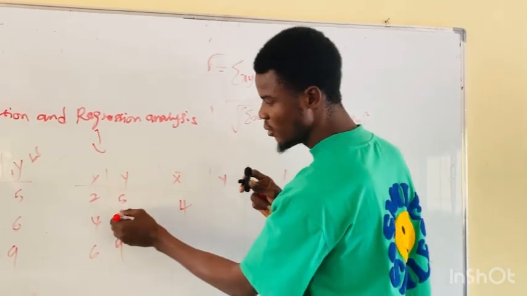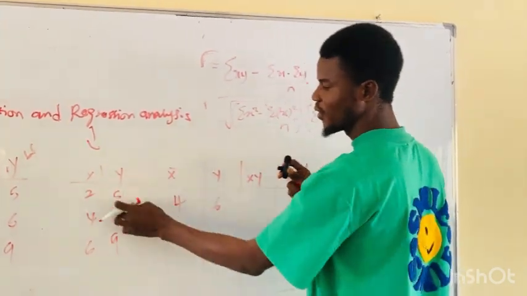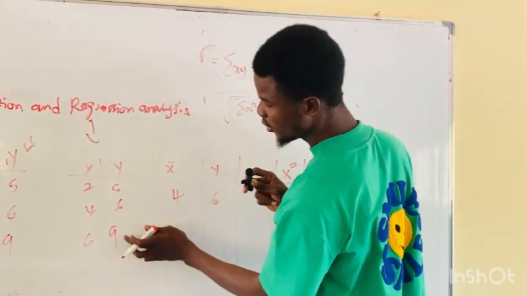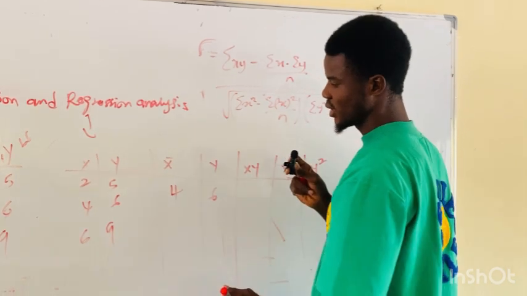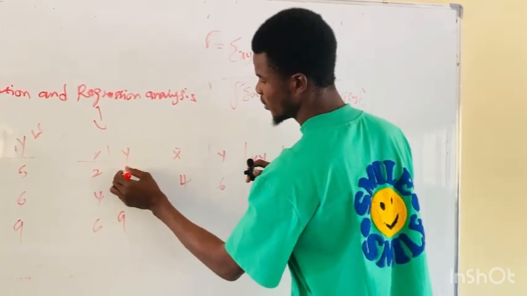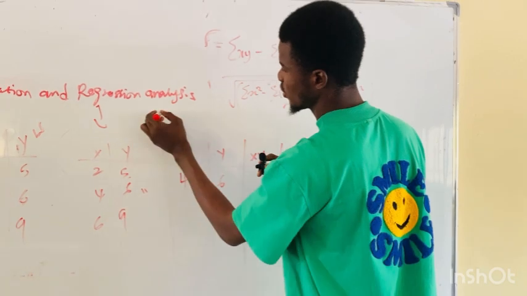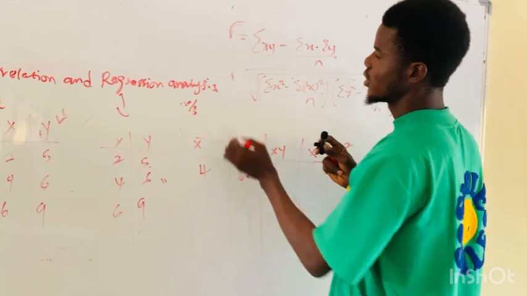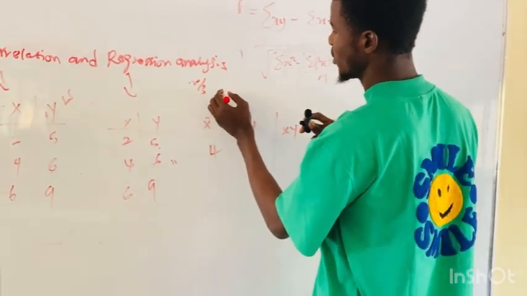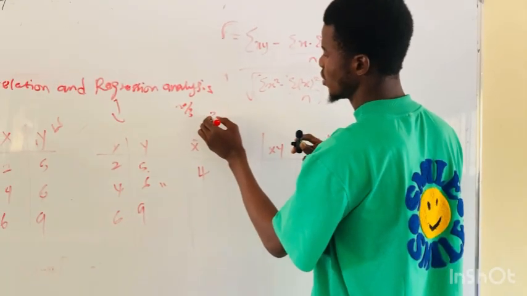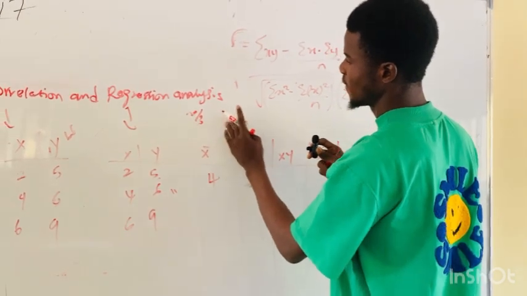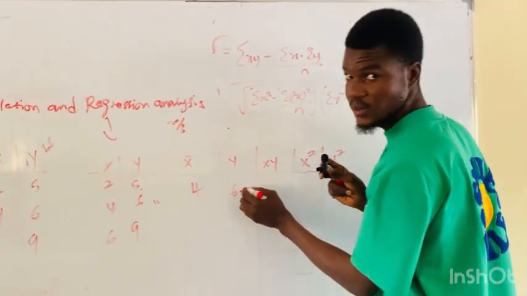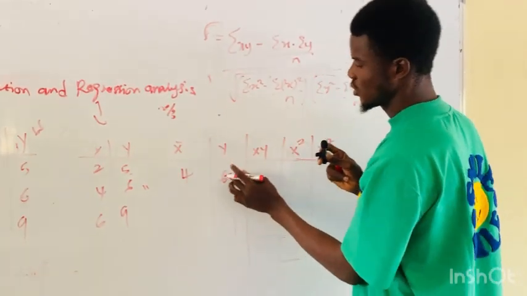The same thing for y. Our mean is 6. You can add them together: 5 plus 6 gives us 11. 11 plus 9 gives us 20. Then 20 divided by 3 should give us 6 point something, around 6.3. So these are the means for these.